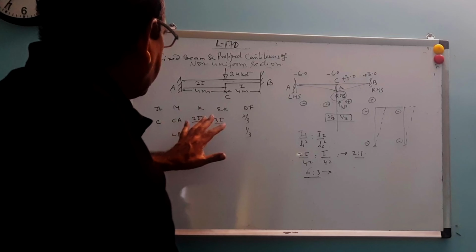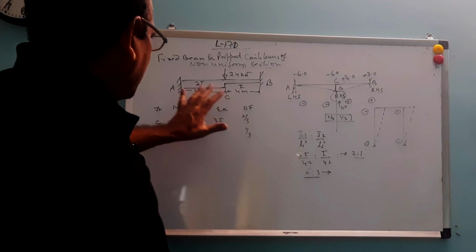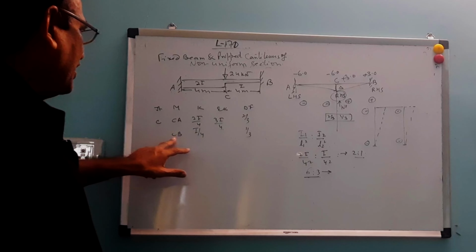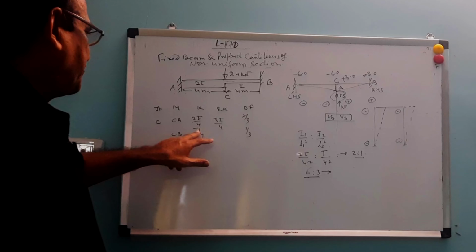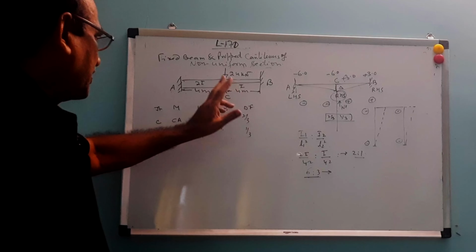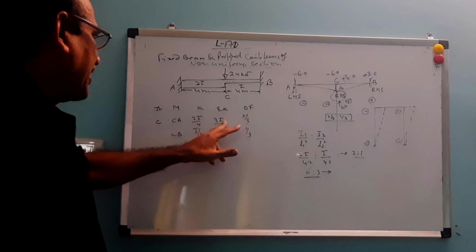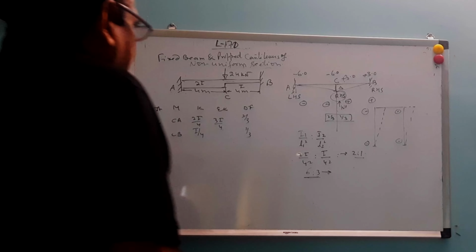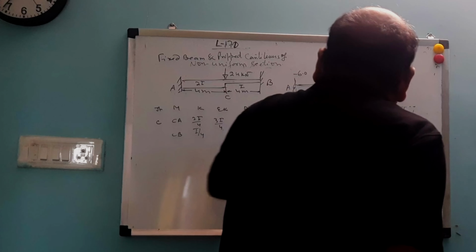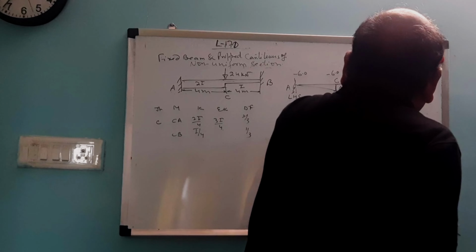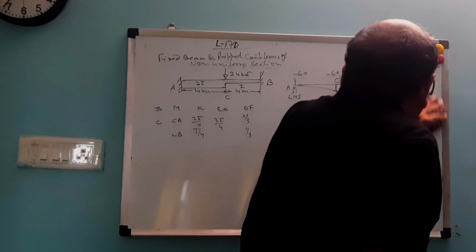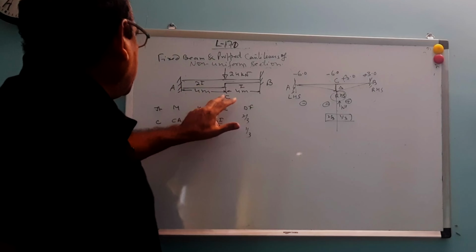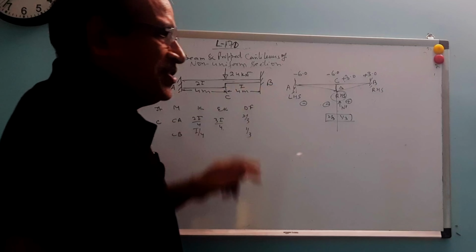So we can have the distribution factor by taking joint C, CA and CB. This is 2I/4 because it is fixed. We are taking this as fixed. This is intermediate, but it is fixed. 3I/4 total, so we get 2/3 and 1/3. What will happen? We can proceed with the assumption that there is some sway which we don't know, but we know the relation between the AC and BC moments.